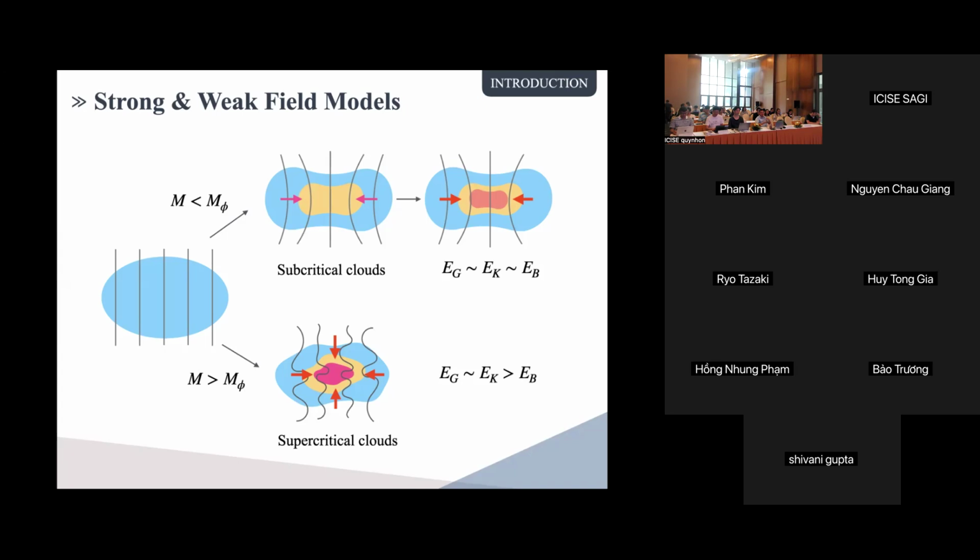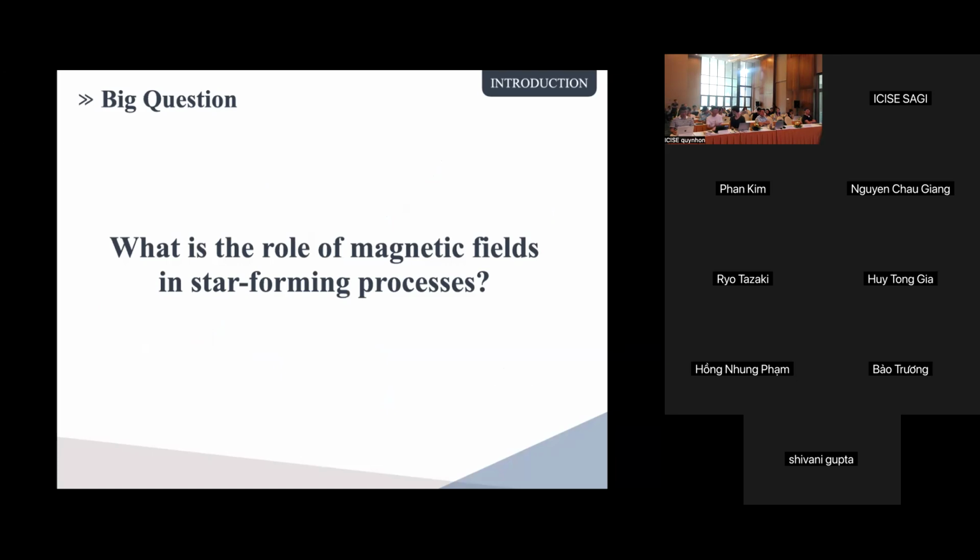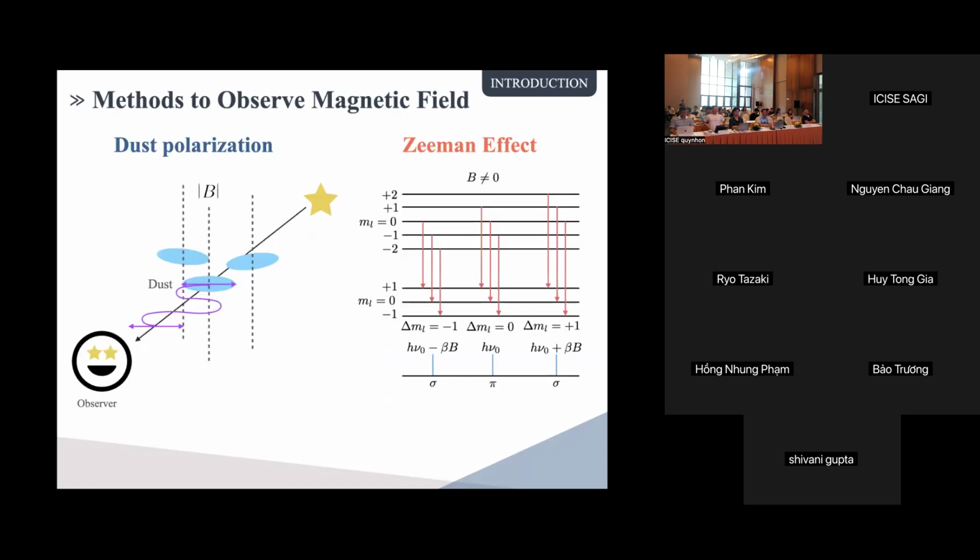One model is to combine both models. Initially it is magnetically subcritical, and then as it increases, it changes to magnetically supercritical. So it is important to see the transition from subcritical to supercritical. To determine whether it is subcritical or supercritical, we need to determine magnetic strengths accurately. So we need to find the role of the magnetic field in star forming processes.